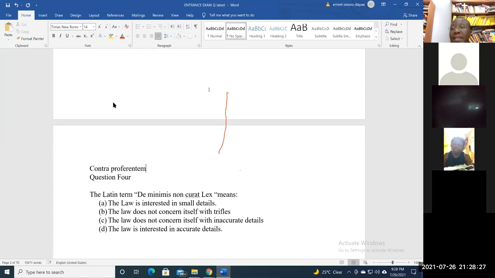If there's a break in the chain, then we talk about novus actus interveniens, as it were, and so on. Somebody has also said that ex turpi causa non oritur actio. That is, you cannot found an action on the basis of an illegality or a base thing. Yeah, so ab initio, right from the beginning.